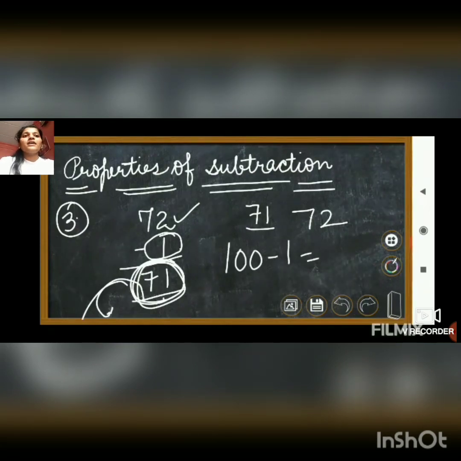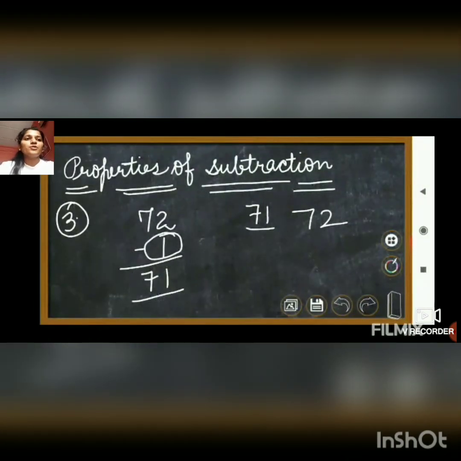Okay, now 100 minus 1 we are taking. 100 minus 1 is 99, right? So we know that 99 is the predecessor of 100. That means 99 comes before 100. Predecessor means the number before, and we know that 99 comes before 100. Okay, so this was our third property.